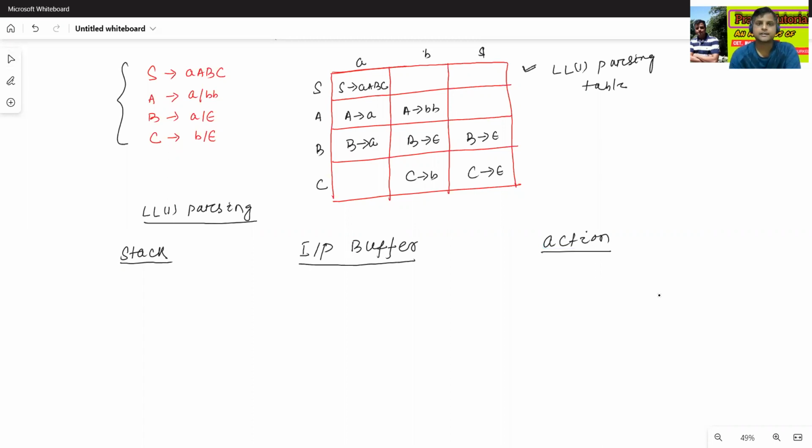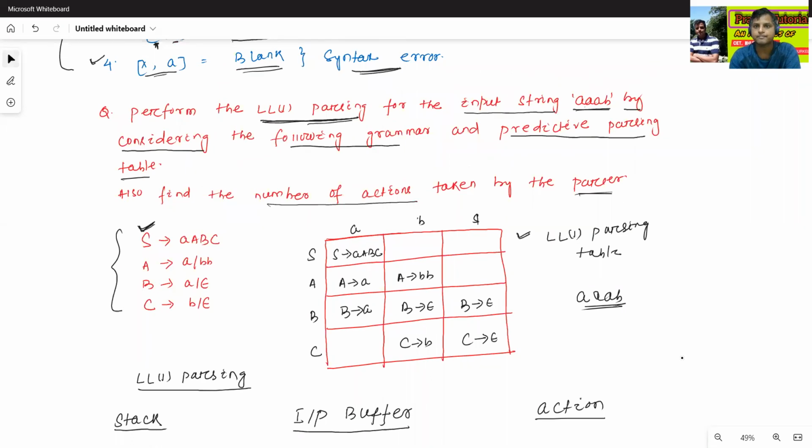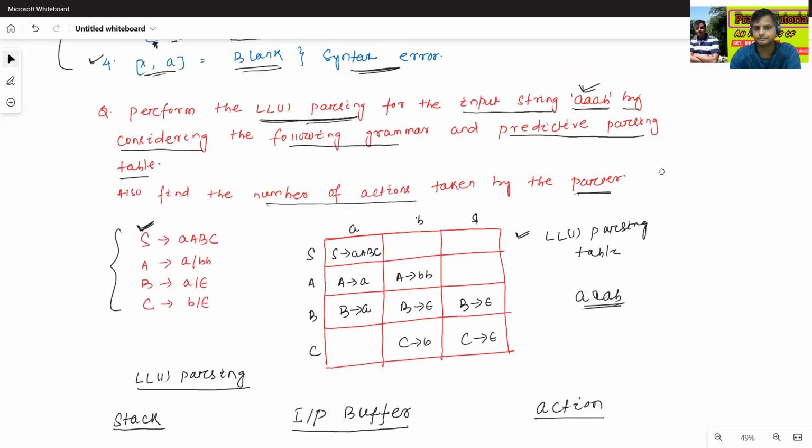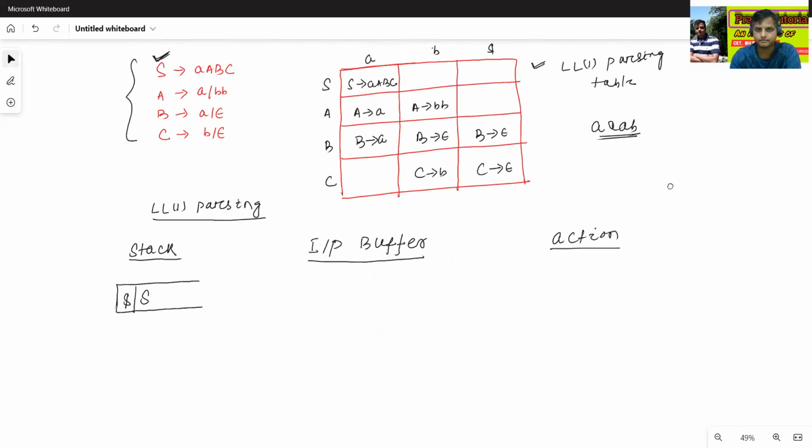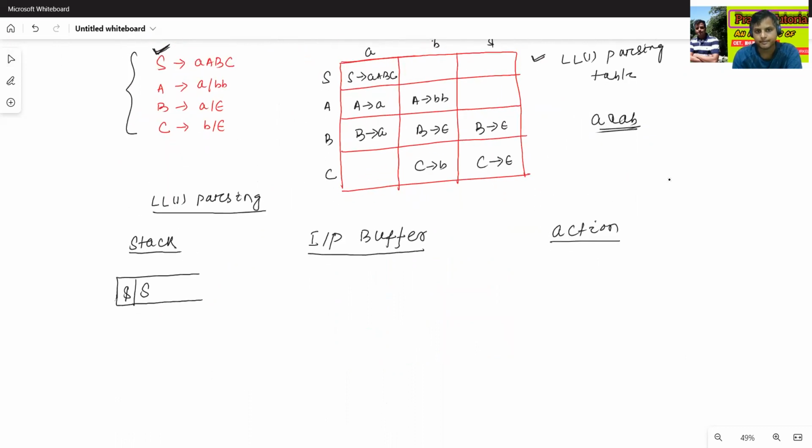Remember here S is the starting symbol. The stack initially contains dollar and the starting symbol S. The input buffer initially contains the input string, here AAAB.